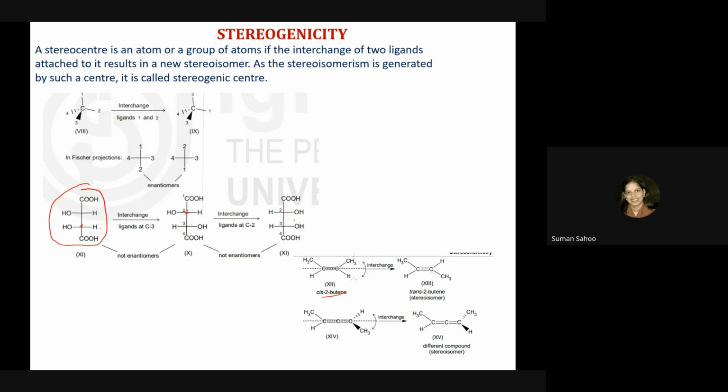So we cannot say those are chiral centers, we can say those are stereogenic centers. Chiral centers are different, which is where we get rotation of the plane polarized light. But a stereocenter, in general, is whenever we interchange a group of atoms attached to the center and it gives a new stereoisomer, then that is your stereogenic center. So we can have it in a tetrahedral carbon or in an sp2 hybridized carbon.